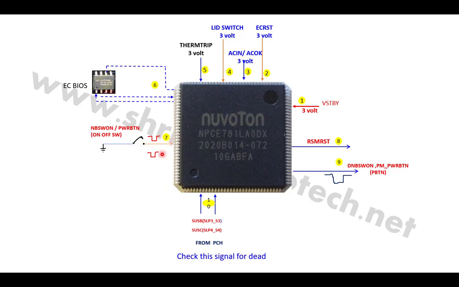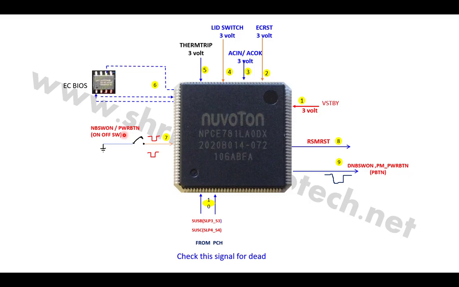So the power button is a 3 volt. Okay. And the power button is called the NBSW on, or power button, or on off switch, or on off button, something like that. So you have to see the diagram and find this name. Okay, and there you will find a 3 volt.